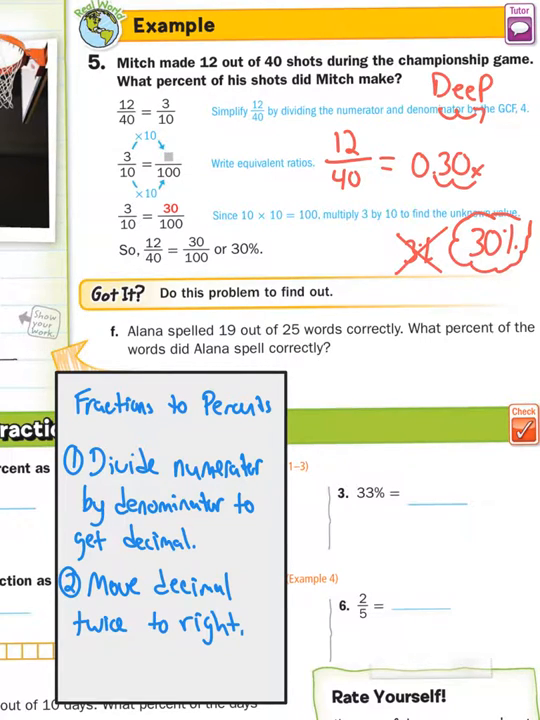All right, let's see how you did it. It says Elena spelled 19 out of 25 words correctly. I'm going to write that as a fraction. What percent of the words did Elena spell correctly? Well, all you have to do is divide 19 by 25, and that is going to get us our decimal. And if you do that, you are going to get the decimal 0.76. And then move your decimal twice to the right, and you get 76%. She spelled 76% of her words correctly.